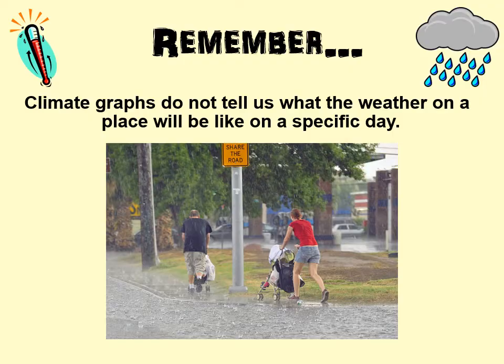We really need to remember though that climate graphs do not tell us what the weather will be like in a place on a specific day. Instead, they give us an idea of what weather we would expect. So, even if it says that very little rainfall falls in March on your climate graph, if you go there on holiday in March and rain does fall, that's okay, because the climate, remember, is an average of the weather of a place, not the specific weather of a place on a specific day.